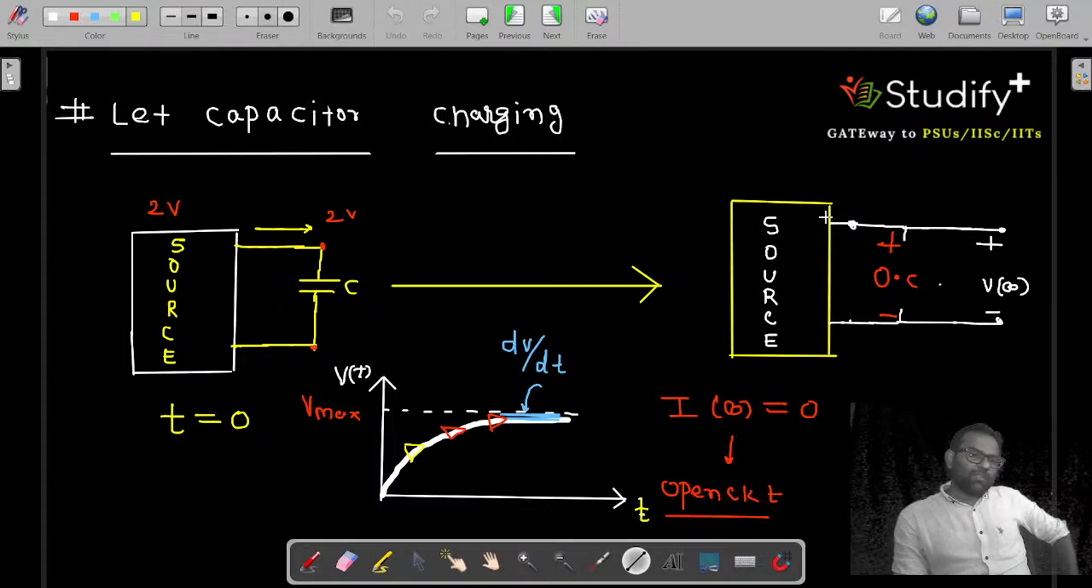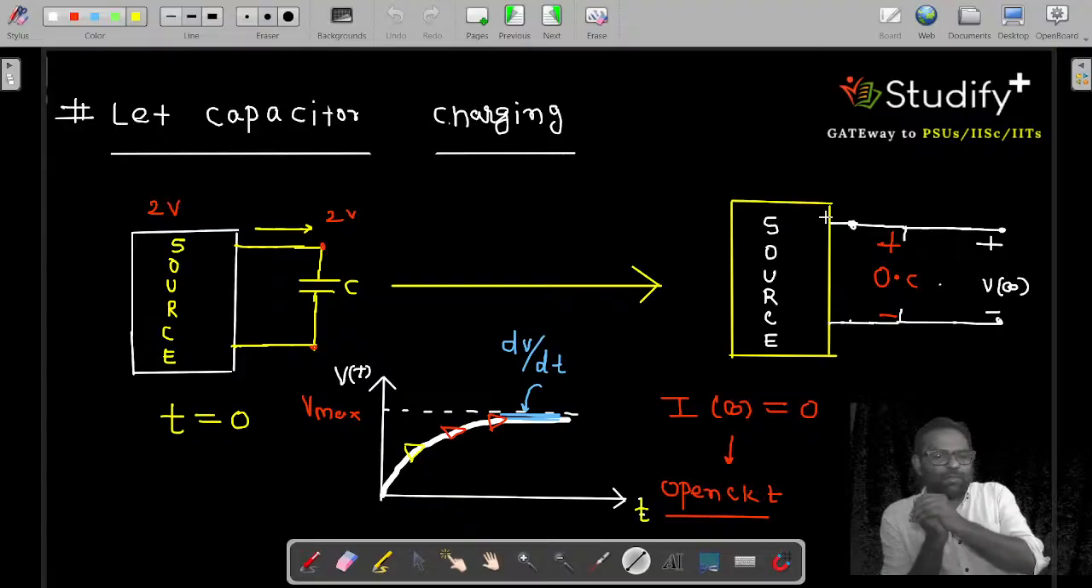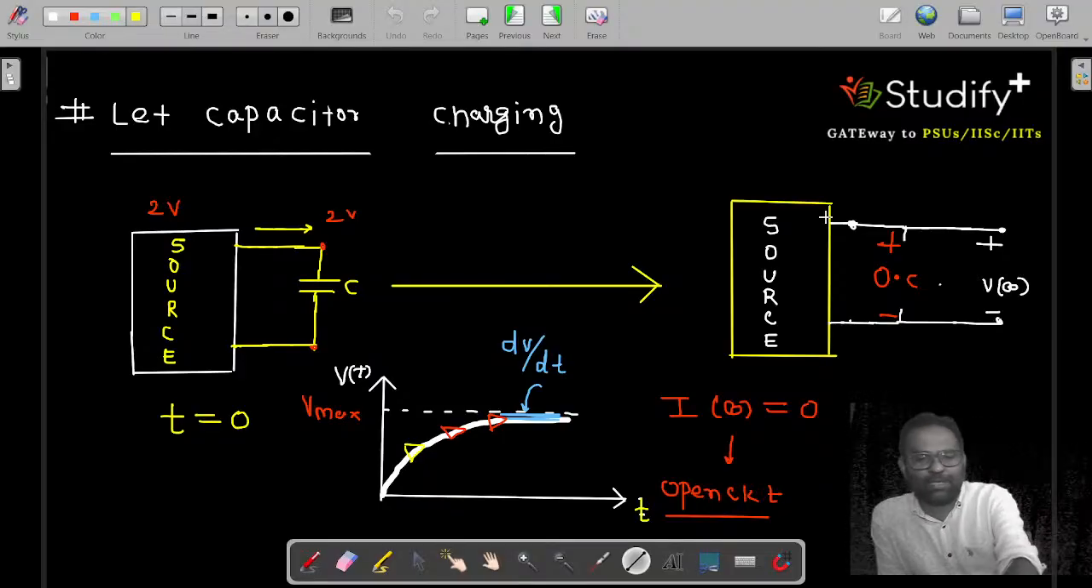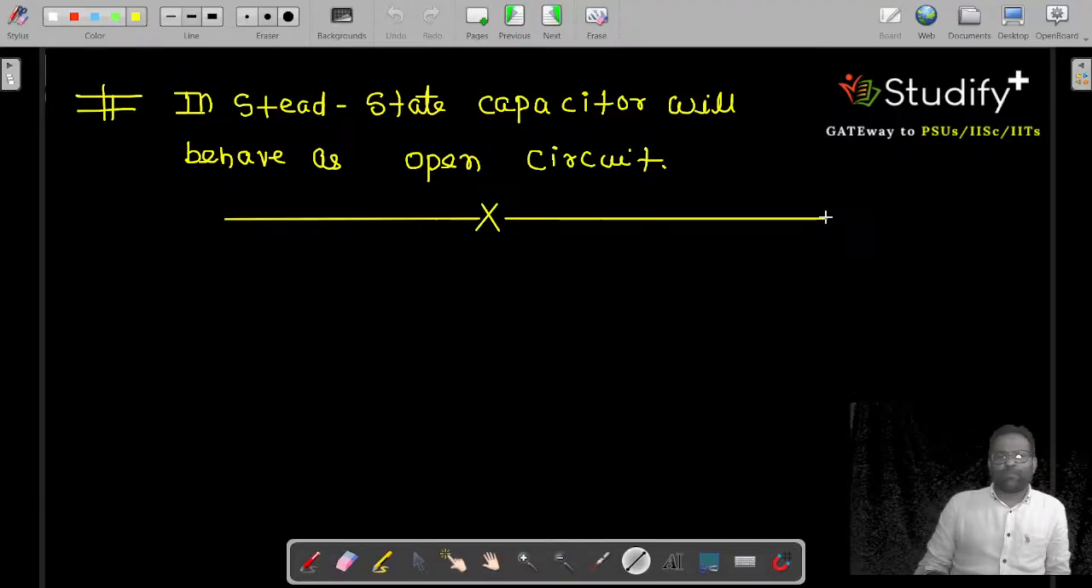Why will the current be zero? Because the source will charge the capacitor, and in case of charging and in case of discharging, in both cases the voltage tangent will be zero. That's why we can say it will behave as an open circuit, because I equals C dV by dt. So it will behave as an open circuit. We will apply these concepts in our analysis of transient.